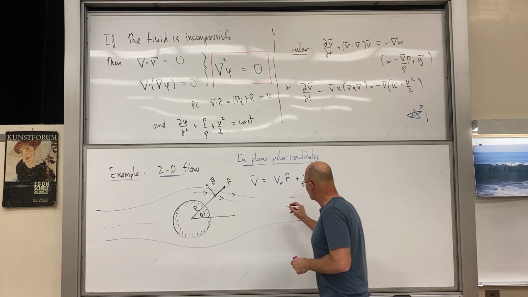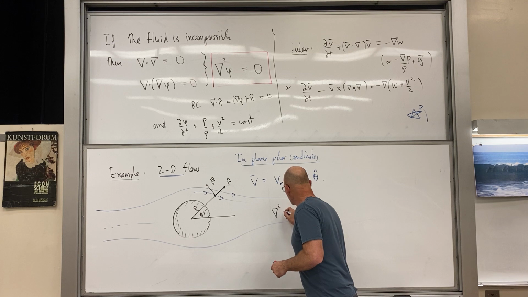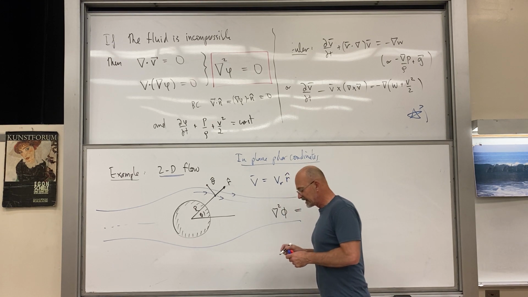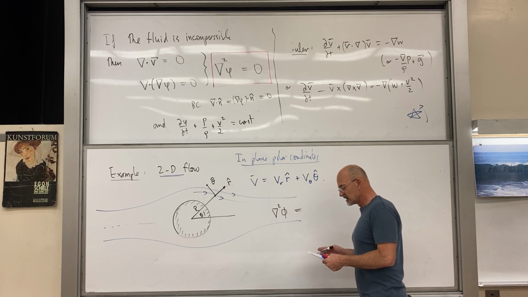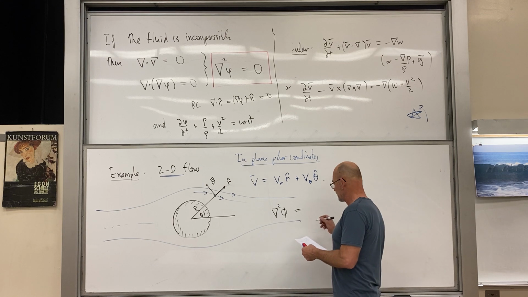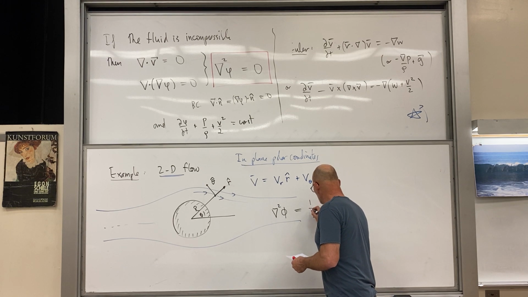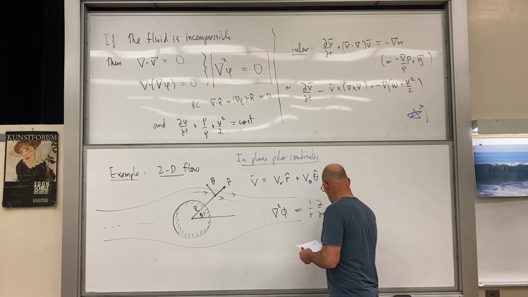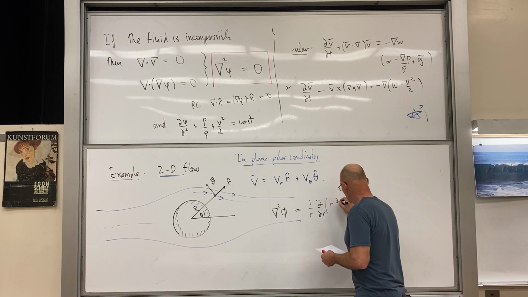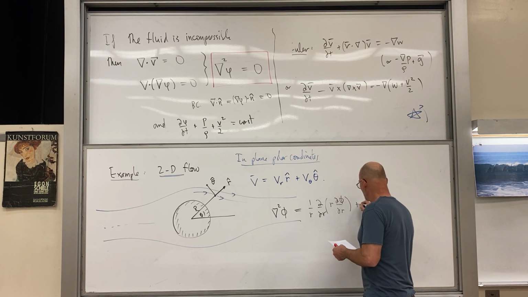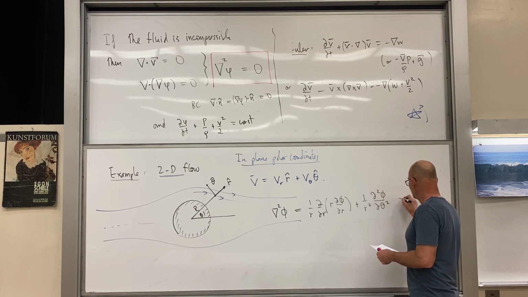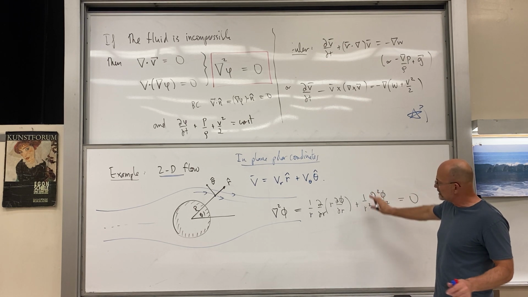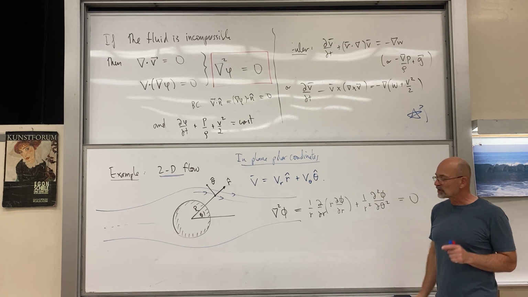Good. So what do we have? Del squared phi. We need the Laplacian in two dimensions. So let me put the important stuff here: 1 over r d/dr of r dphi/dr, plus 1 over r squared d squared phi/d theta squared, equals 0. So that's our equation. It's very standard material.